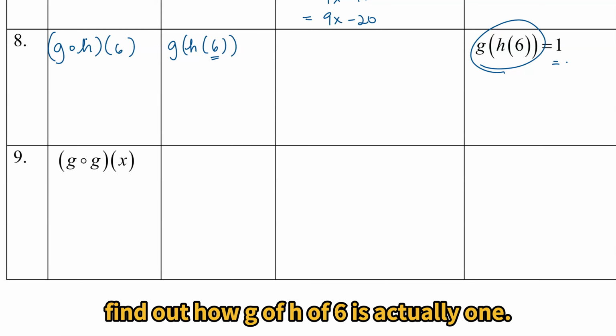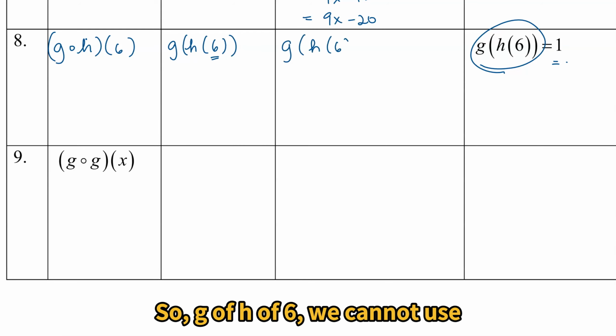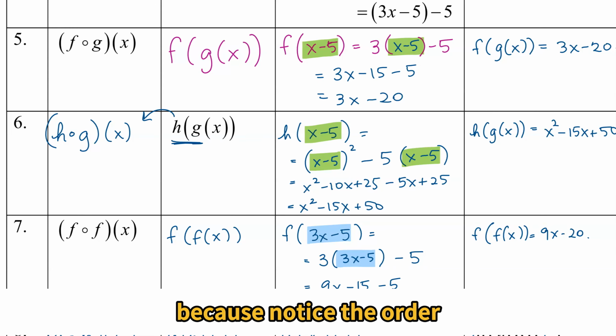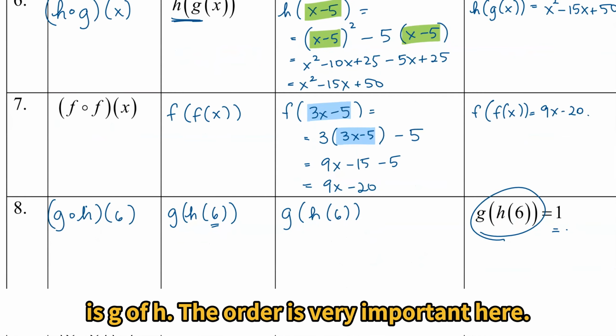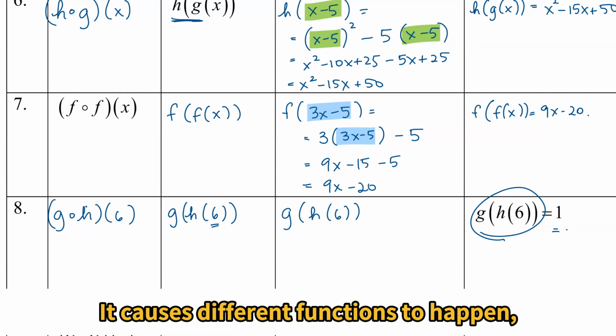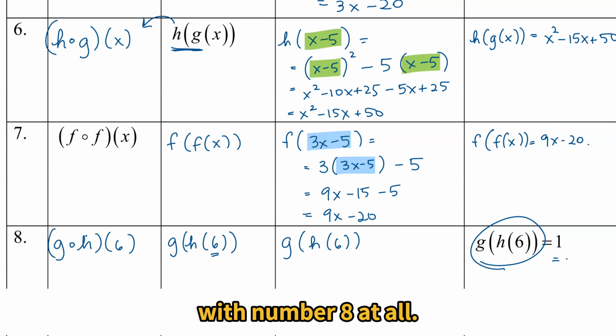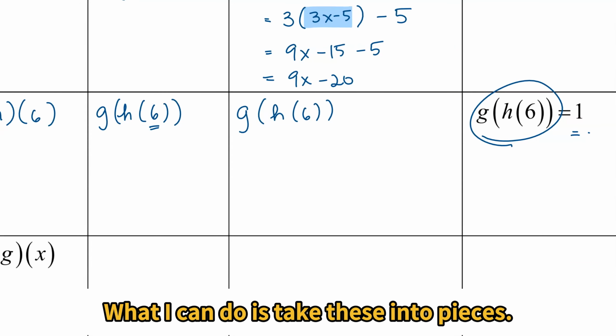is actually 1. So g of h of 6, we cannot use the function that we found in number 6 because notice the order, h of g, and number 8 is g of h. The order is very important here. It causes different functions to happen, so I do not get to use number 6 to help me with number 8 at all. What I can do is take this into pieces.